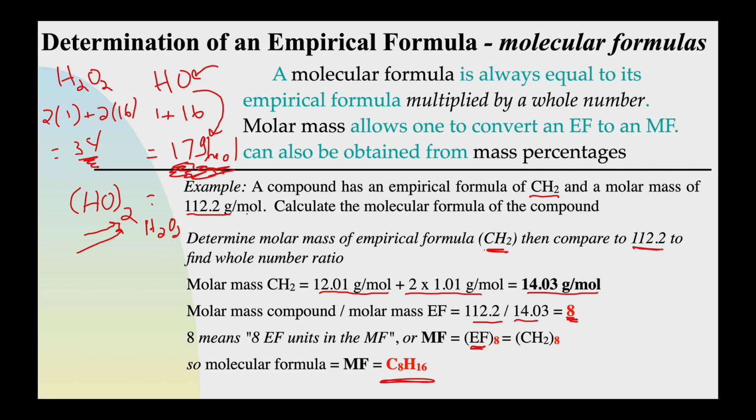So again, take the empirical formula's molar mass, compare it to the molar mass of the whole thing. You're going to get a whole number. It was 2 for hydrogen peroxide and 8 for this example. Whatever that whole number ratio is, multiply it by the empirical formula. The molecular formula will be yours.